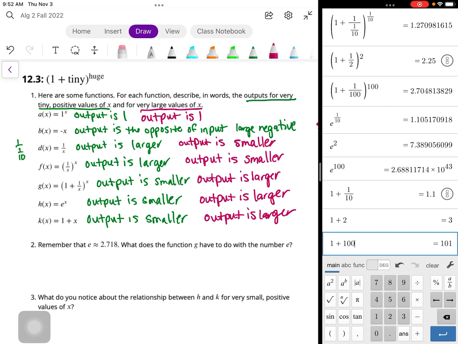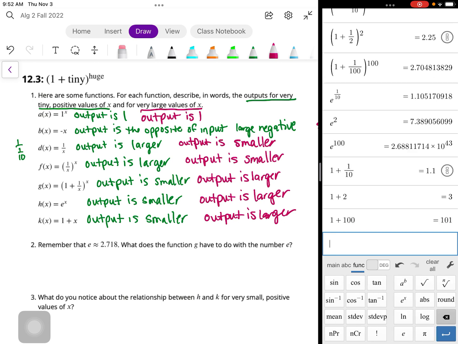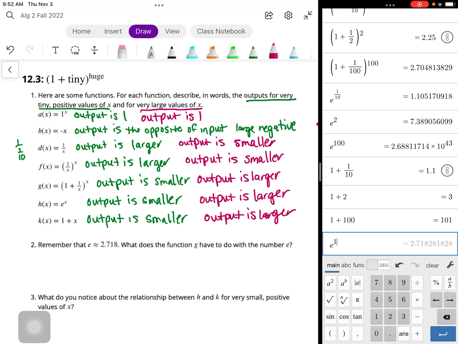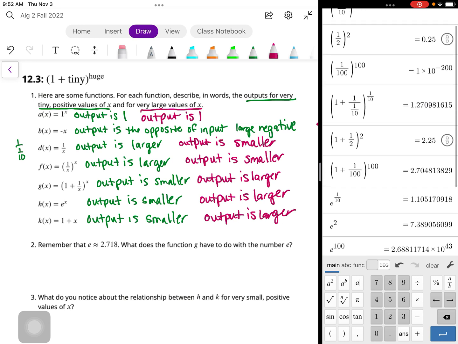All right, so remember that e is approximately 2.718, and we can look at that. Let's go back and see. When we put e, and e is just the same thing as e to the first, so there's your 2.718281828, and it keeps on going. What does the function g have to do with the number e? So when we looked at g, which is the 1 plus, take a look at that 1 plus.